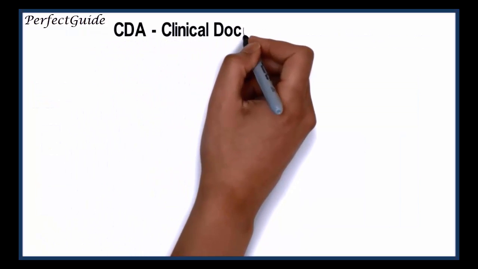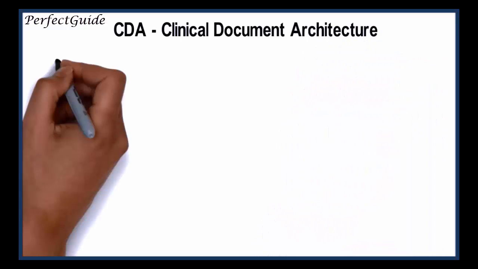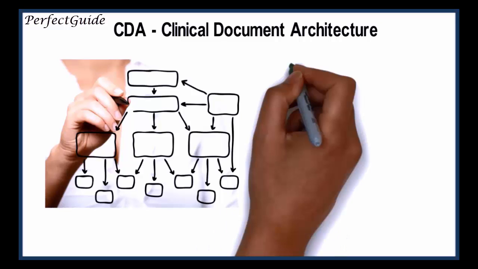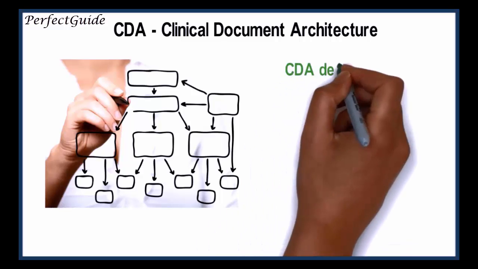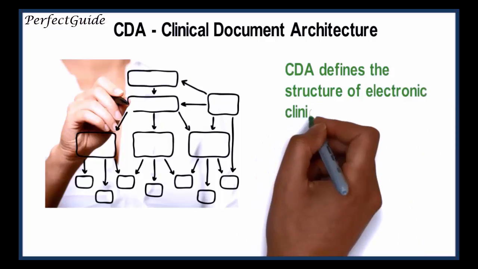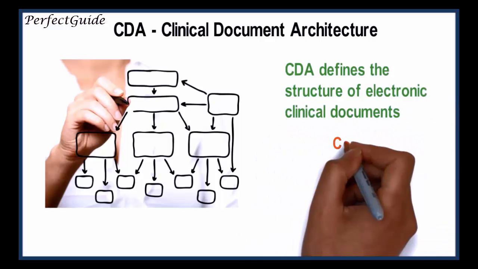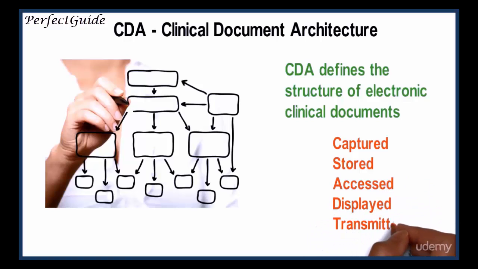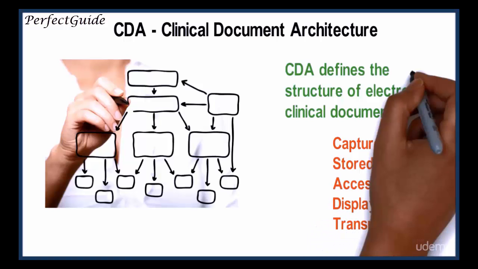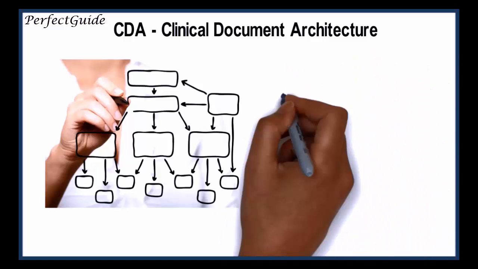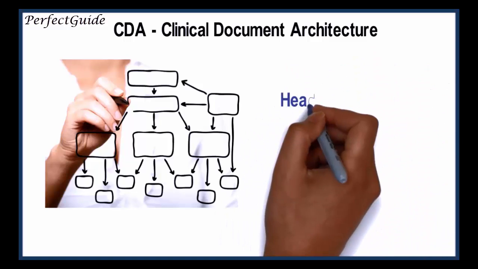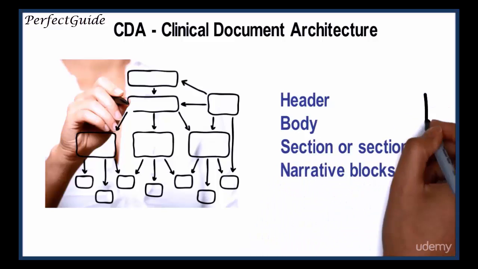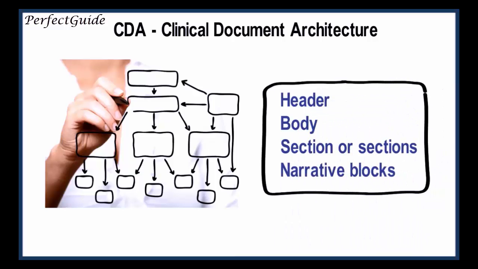A CDA is a Clinical Document Architecture. The CDA is a data standard used in EHR systems to export and exchange information. CDA defines the structure of electronic clinical documents needed for the appropriate information to be captured, stored, accessed, displayed, and transmitted electronically for use and reuse of the information in many formats. CDA documents are structured in XML and consist primarily of a header, body, section, and narrative blocks. The XML format enables both human and machine readability.